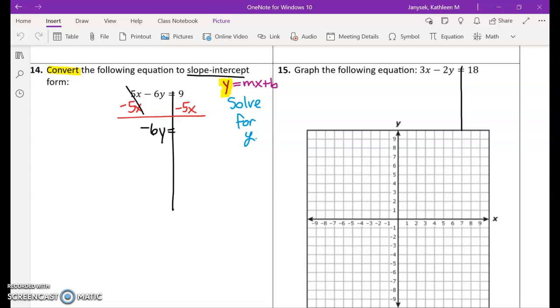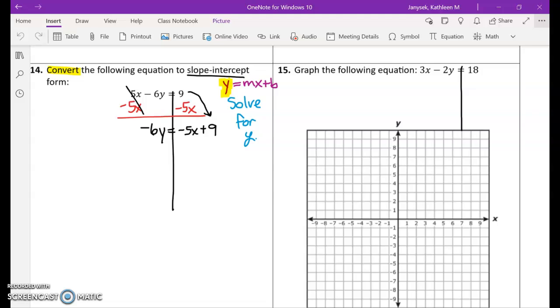And on the right side, you can't subtract them because one is an x and one is not. So you can either write it as 9 minus 5x or negative 5x plus 9. It doesn't matter the order of the two. I tend to put the x first, and then the constant goes second. And it's positive, so I put a plus.